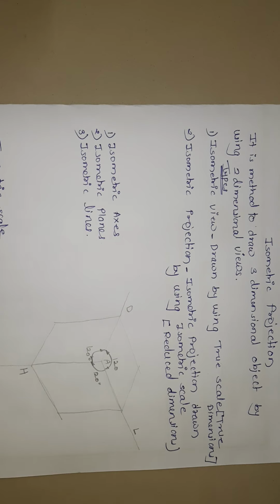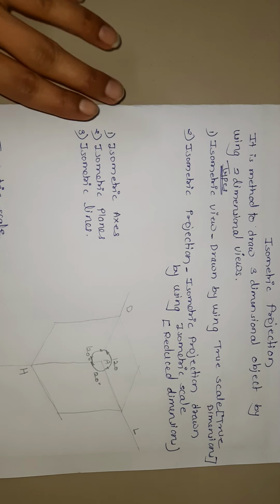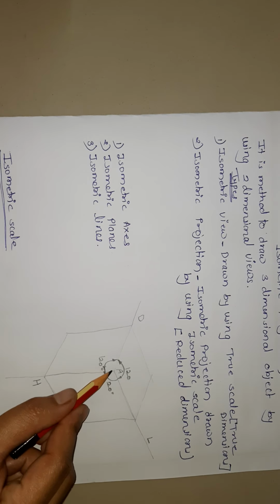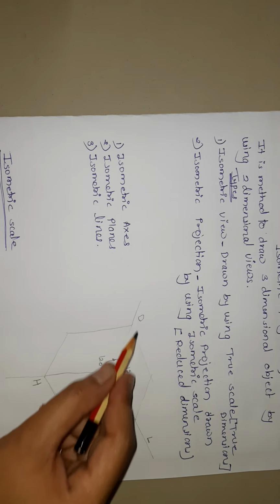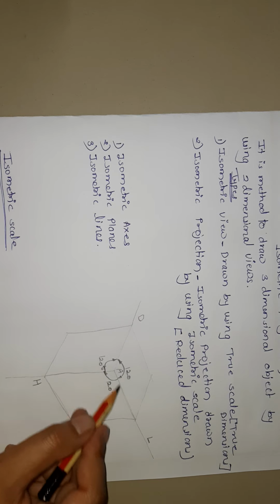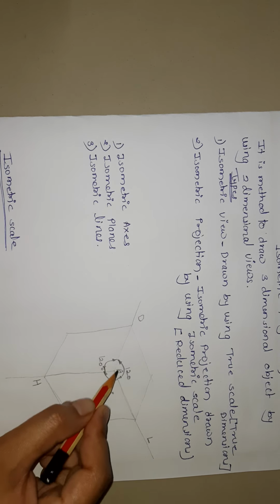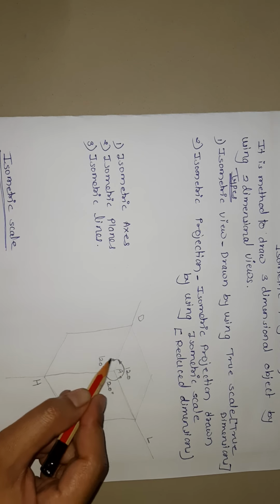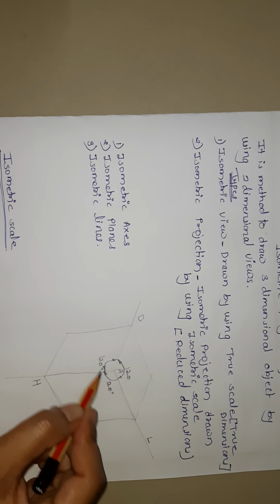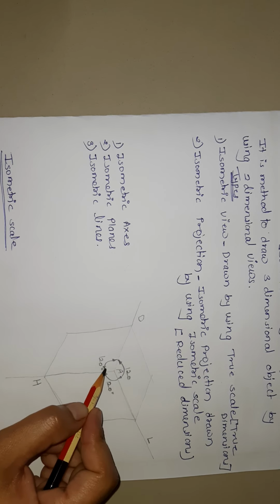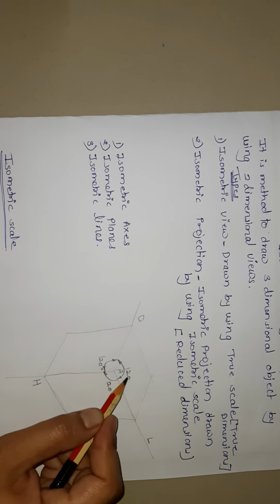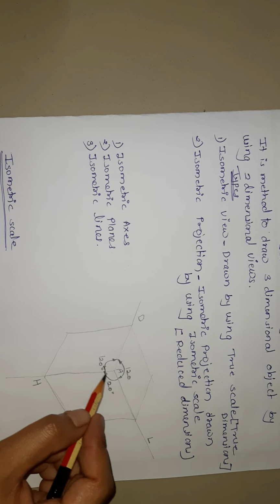Okay, there are some concepts which we have to learn. The first one is the isometric axis. Here you can see there are AL, AH and AD lines. These are the axes, and these axes are inclined at 120 degrees to each other. You can see here, the angle is the same, so it is called an isometric axis. Iso means same angles. Okay, so these are the three axes.